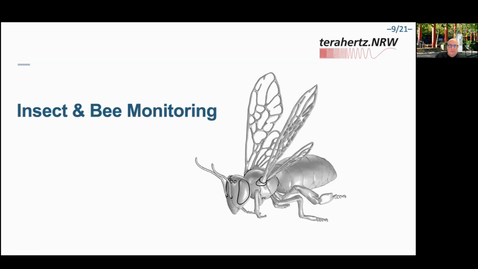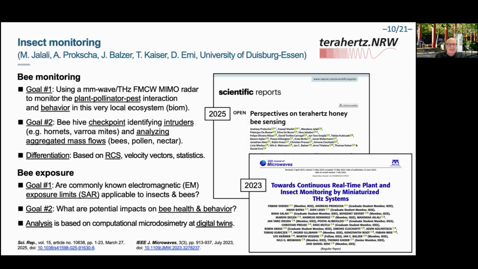So moving further to the next section, insect and bee monitoring. So I always say insect and bee monitoring, but mainly we are looking at bees, because that was actually our starting point in insect monitoring. Nevertheless, there will also be some activities looking at mosquitoes. So insect monitoring, and in particular bee monitoring, the goal here is to use a millimeter wave terahertz FMCW MIMO radar system to monitor the plant pollinator pest interaction and also the behavior in a very local ecosystem.